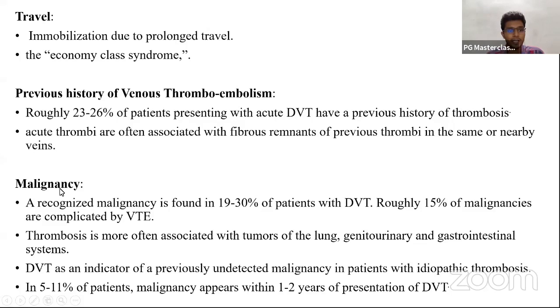In patients with malignancy, a recognized malignancy is found in 19 to 30% of patients with deep vein thrombosis. Roughly 15% of malignancies are complicated by venous thromboembolism. It is more often associated with tumors of the lung, genitourinary and gastrointestinal systems. Limited association of risk factors is seen with other tumors, but DVT can be an indicator of a previously undetected malignancy in patients with idiopathic thrombosis. In 5 to 11% of patients, malignancy appears within 1 to 2 years of presentation of DVT.